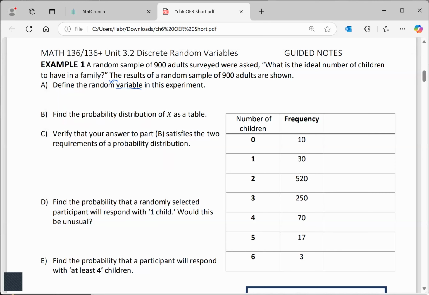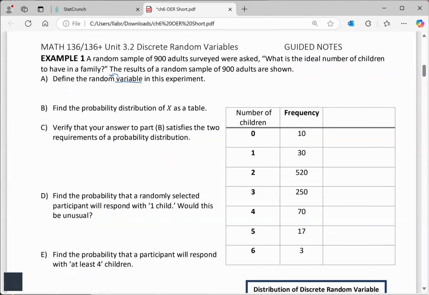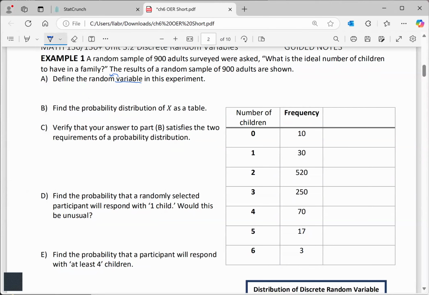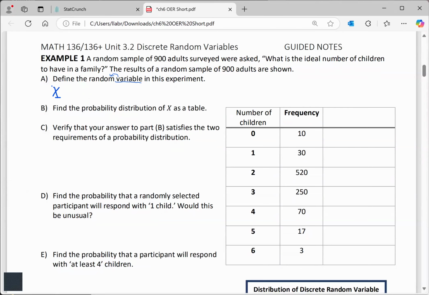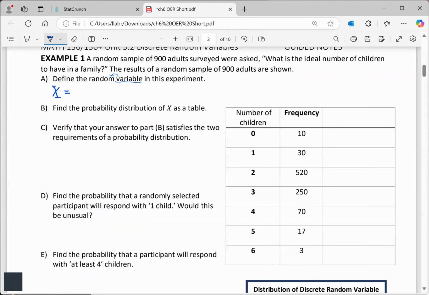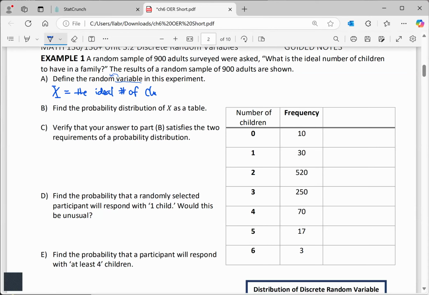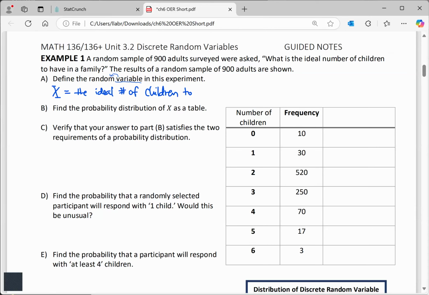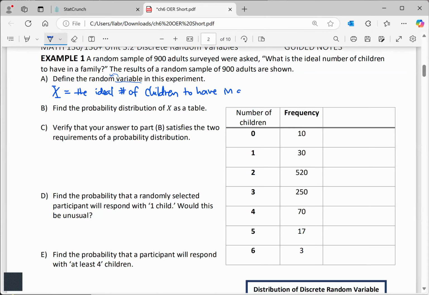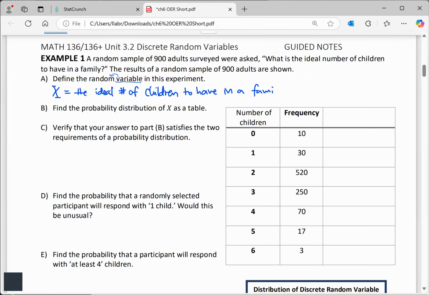After some thought, I hope that you all agree that it's that question, what is the ideal number of children? It's the number that somebody would respond with. So here we're going to go ahead and write capital X, because that's my random variable, and it's going to be used to denote, so anytime you see capital X, it's going to represent the ideal number of children to have in a family. So in other words, I'm interested in understanding this variable. What is the ideal number of children to have in a family?